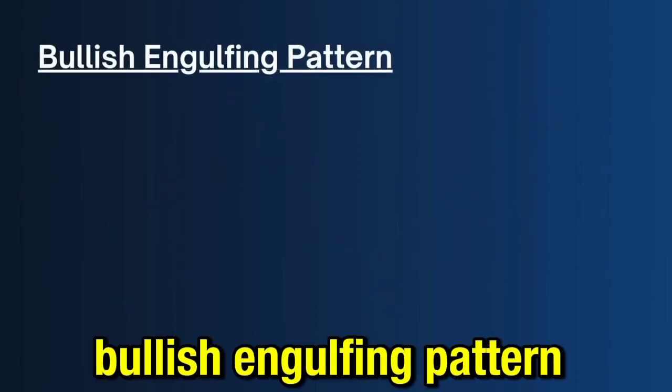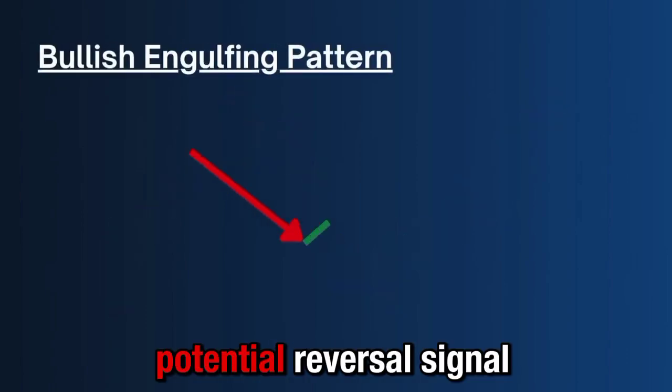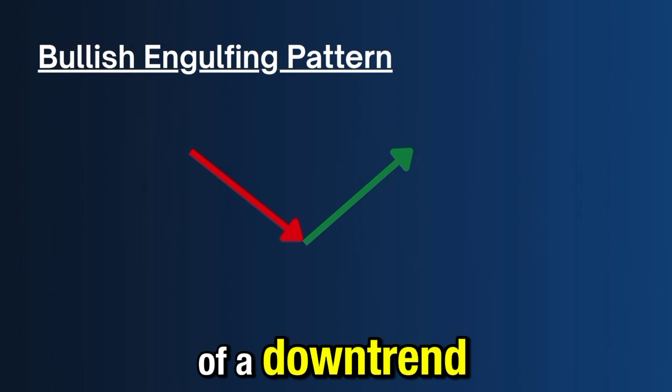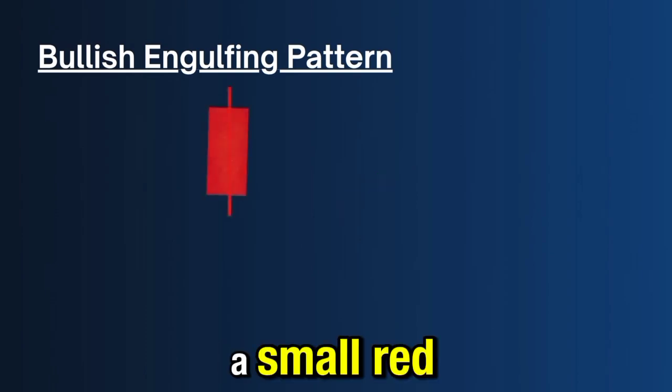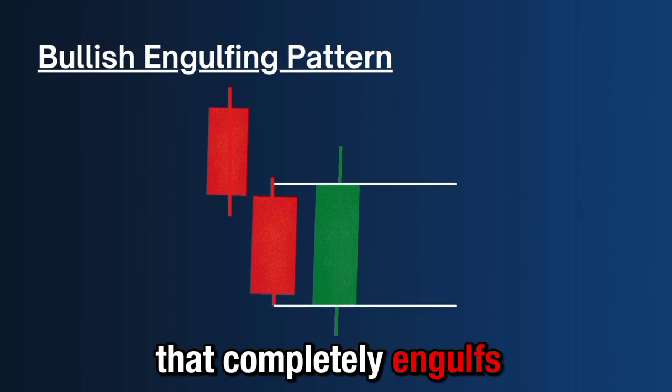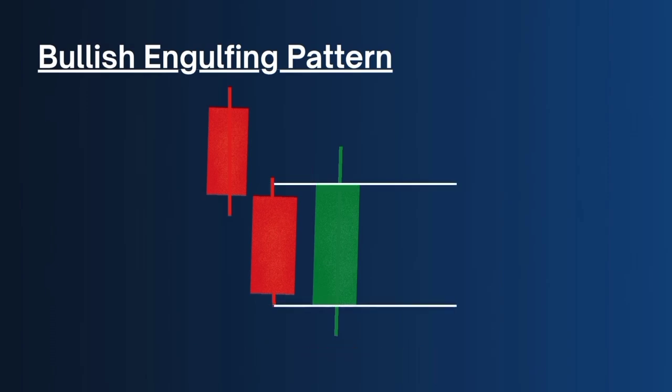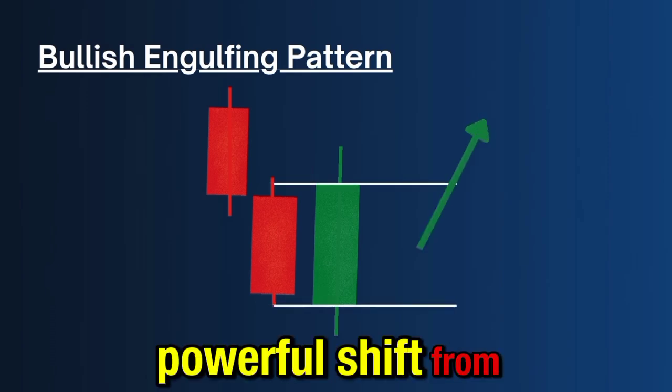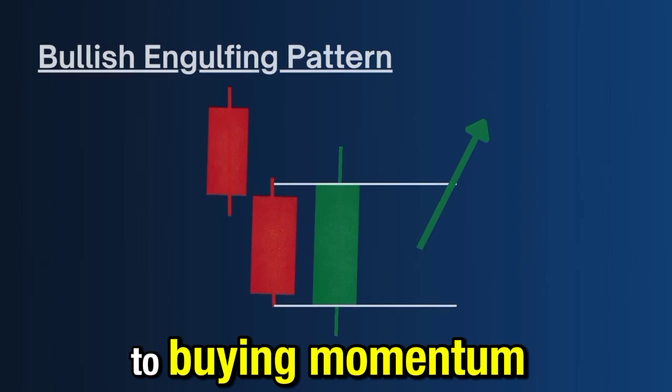Bullish engulfing pattern. This is a potential reversal signal at the end of a downtrend. It occurs when a small red candlestick is followed by a large green candlestick that completely engulfs the body of the previous red one. This suggests a powerful shift from selling pressure to buying momentum.